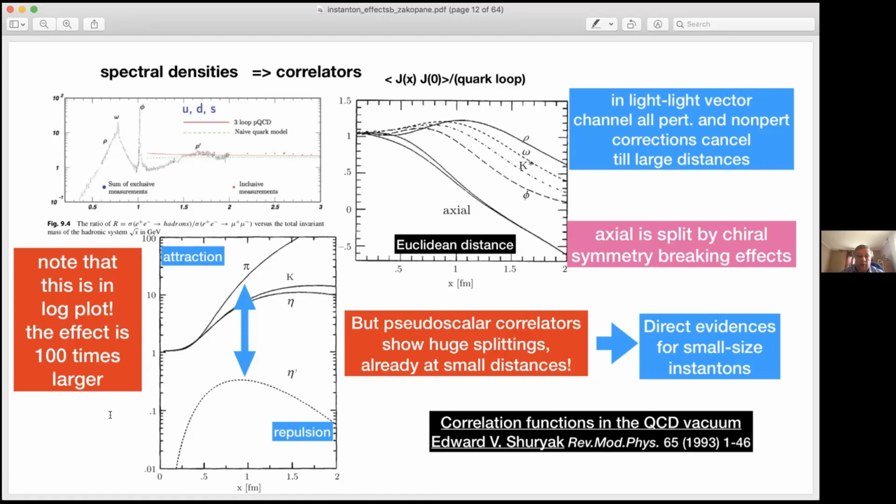If we go to the pseudoscalar channel, we have these curves. And now you see that if you go to, say, one Fermi, like shown by this blue arrow, note that this is not a 20% change. Here you have a logarithmic plot, and the change is a factor of 20 instead of 20%. So the observation is that there is a huge splitting of correlation functions with different quantum numbers in the pseudoscalar and scalar channel, which is not shown. And I interpreted this as direct evidence that this diagram, which I showed in the previous transparency, must be there.